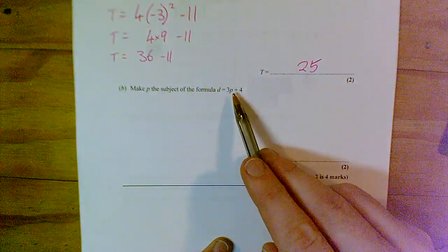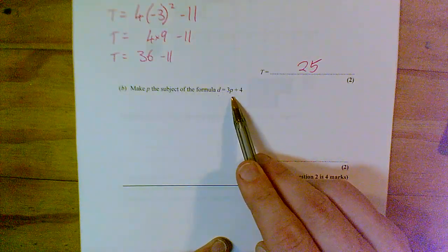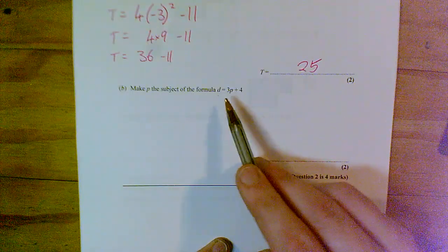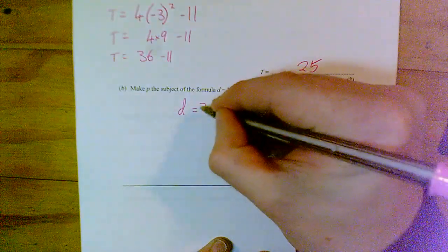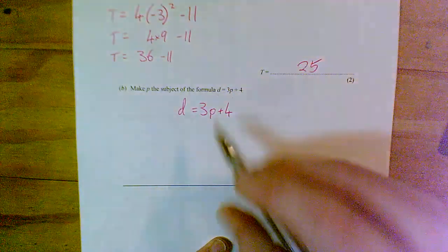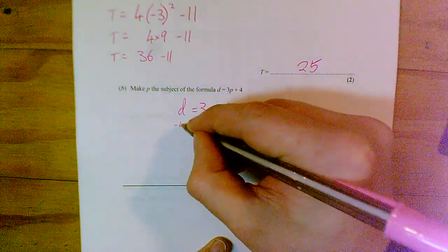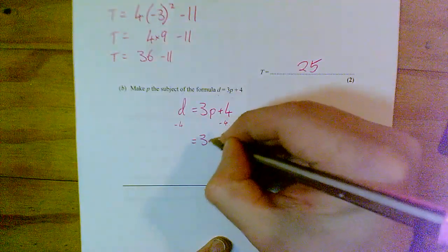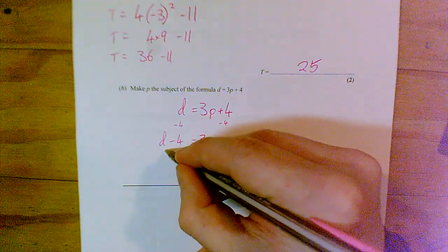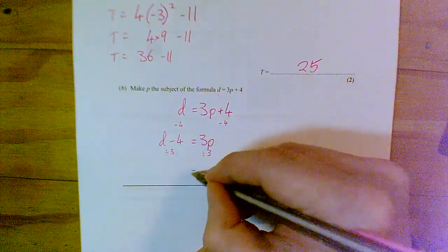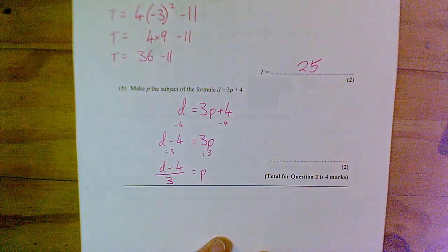Making p the subject of the formula, we've got to rearrange this. The subject of the formula is a letter that's on its own on one side, so we need to get that p on its own on one side, doesn't matter which side. The easiest way to do this, to start with, I'm going to write down the question quickly, is to subtract 4 from both sides. If you subtract 4 from both sides, we get the 3p on its own, and d subtract 4 over here. Now, I've got to do the inverse of multiplying by 3, which is dividing by 3, and that gets us p is d, subtract 4 all over 3, the whole thing divided by 3.